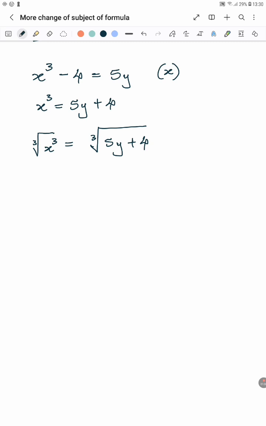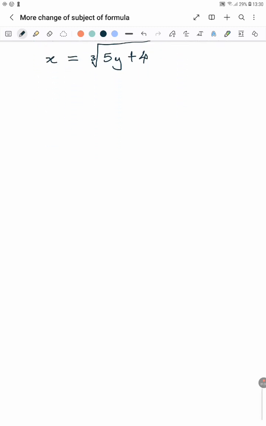So here I want you to understand that cube root is the same as raising to the power 1/3. And if you apply our laws of indices, it's like you're multiplying the outside power by the inside power and you get 1. Here you remain with x being equal to the cube root of 5y plus 4. Let's look at another example.